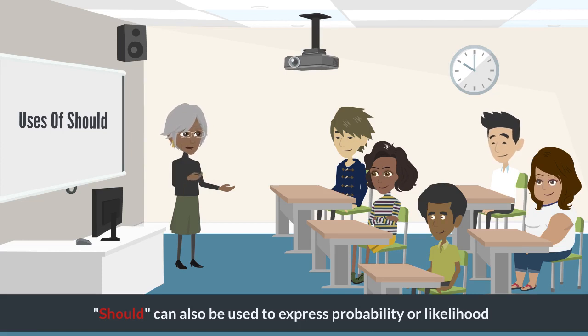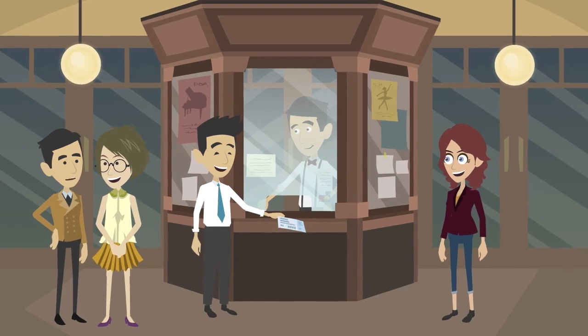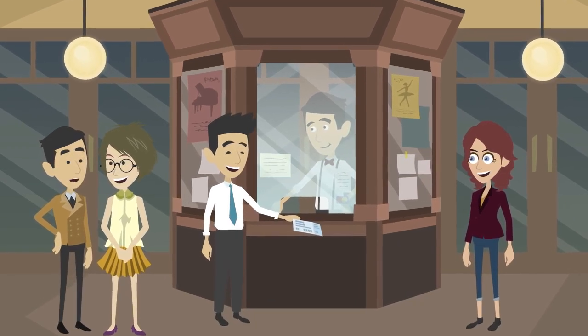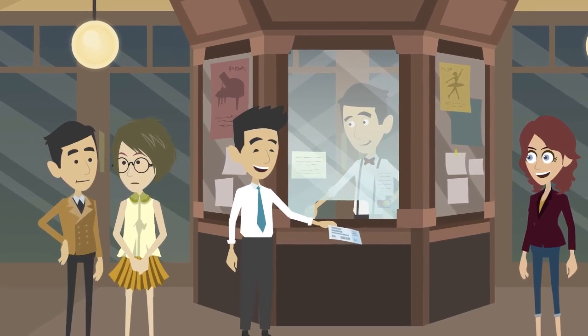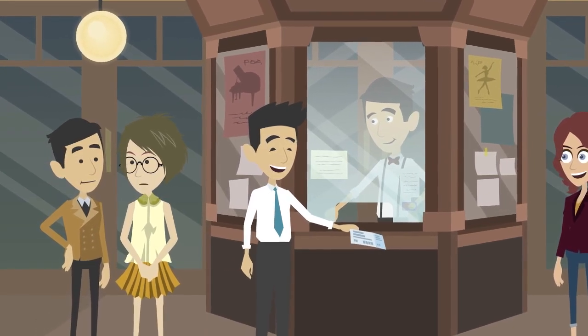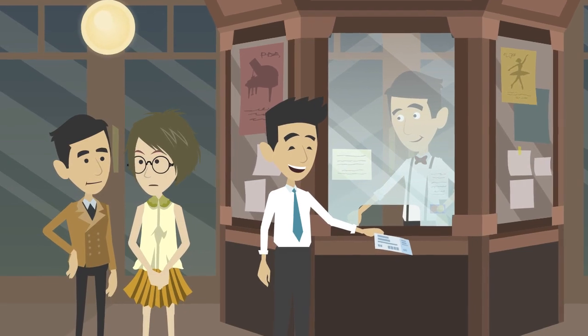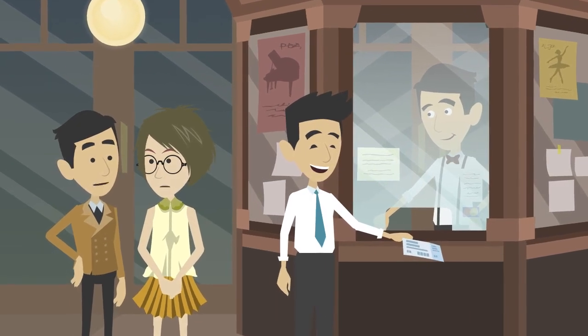Let's see an example of a daily life conversation that demonstrates the use of should in the context of expressing probability or likelihood. Where is Lisa? She's usually never late. I'm not sure, but she should be here soon. She's very punctual. I hope so. We don't want to miss the beginning of the movie.